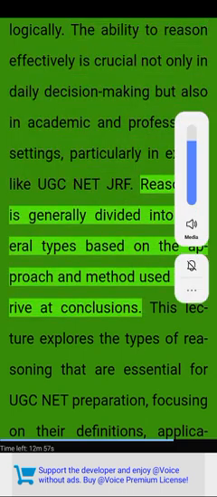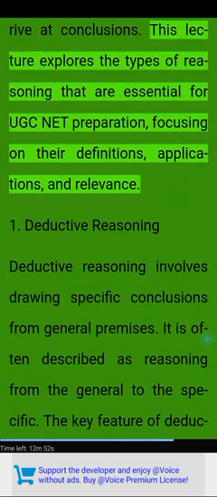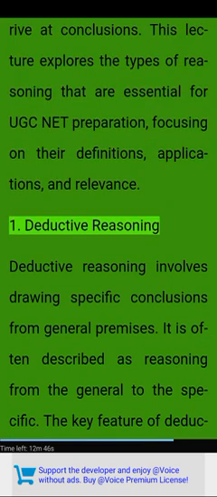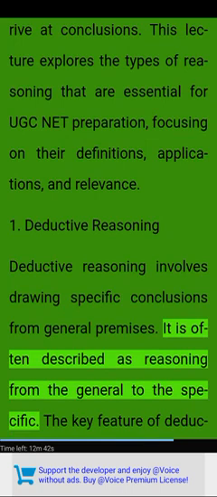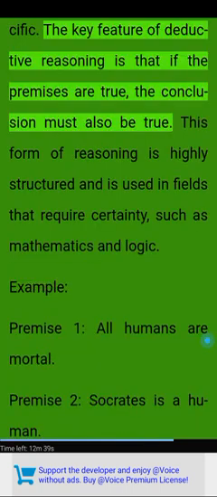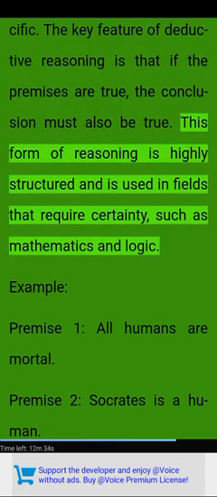Reasoning is generally divided into several types based on the approach and method used to arrive at conclusions. This lecture explores the types of reasoning that are essential for UGC NET preparation, focusing on their definitions, applications, and relevance. 1. Deductive reasoning. Deductive reasoning involves drawing specific conclusions from general premises. It is often described as reasoning from the general to the specific. The key feature of deductive reasoning is that if the premises are true, the conclusion must also be true. This form of reasoning is highly structured and is used in fields that require certainty, such as mathematics and logic.